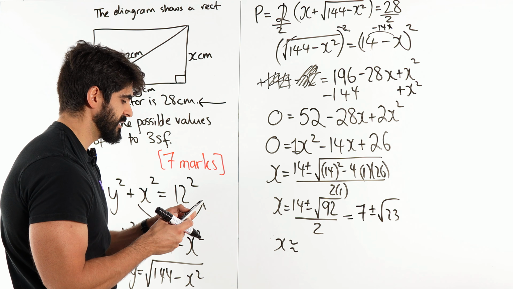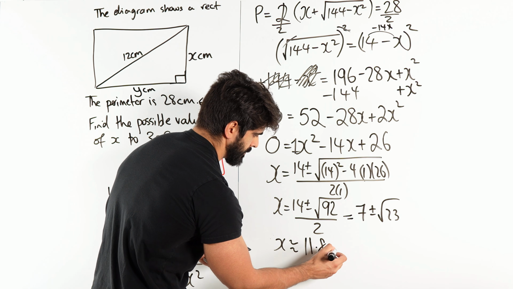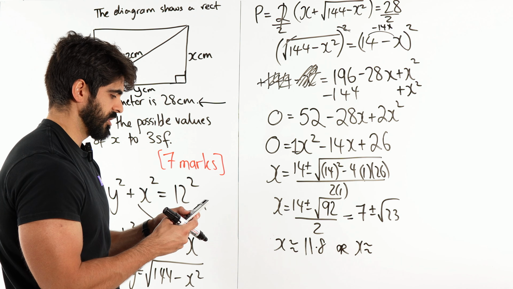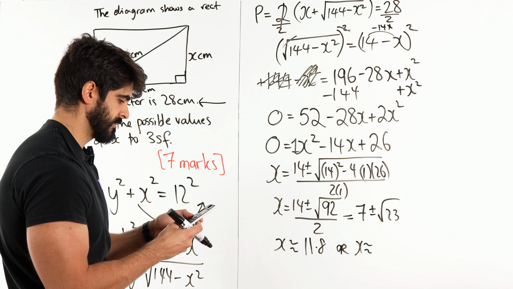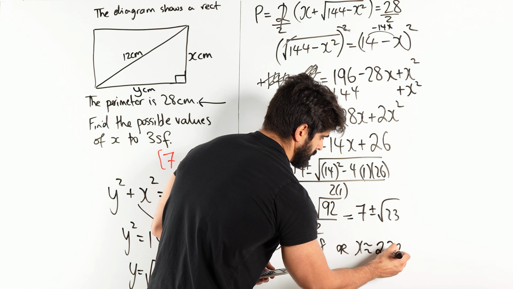So to 3SF, I'll get 11.8, or changing it to a minus, 2.20. Okay.